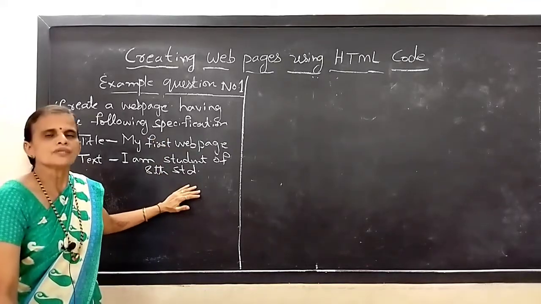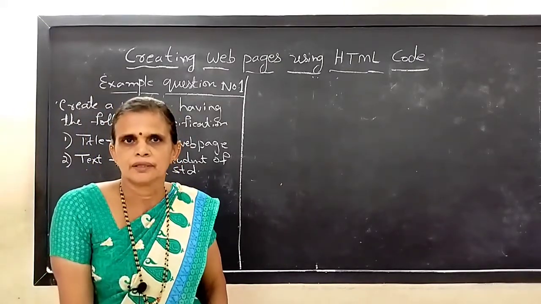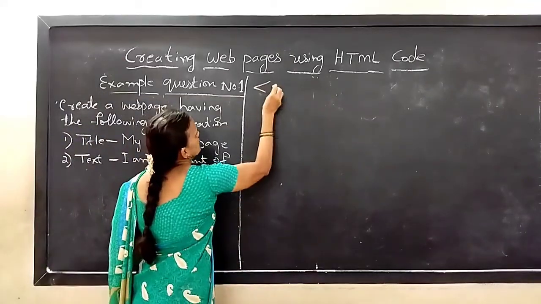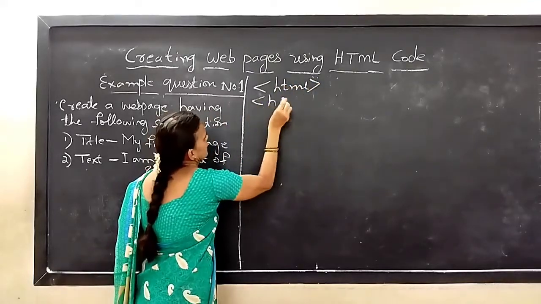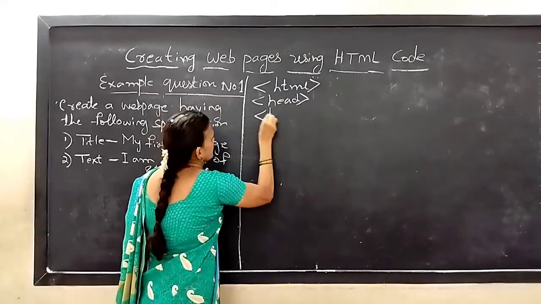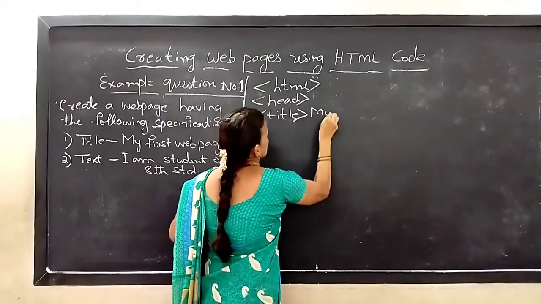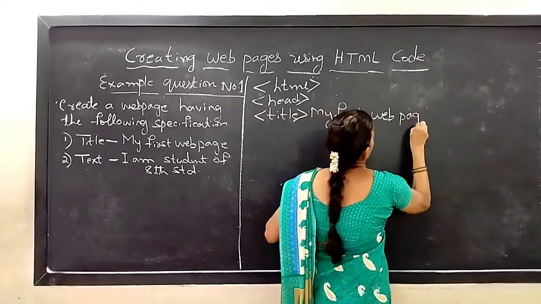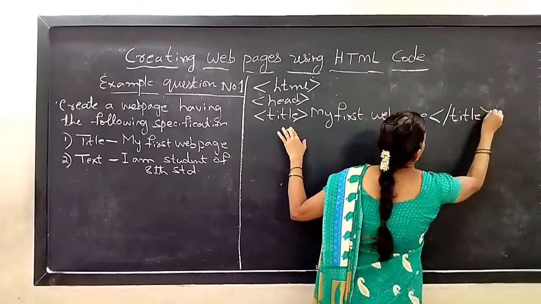What is the procedure? What is the first step? First open a notepad or any text editor. In that we should start writing. The first one is HTML, then the next tag is head, then we write title. What is our title? It should be my first web page, and this tag should be closed with the forward slash.